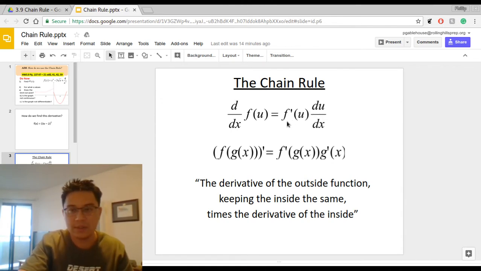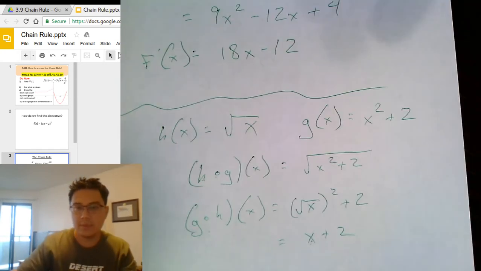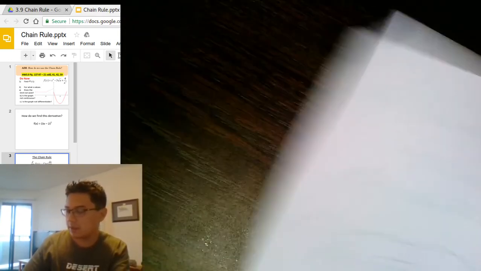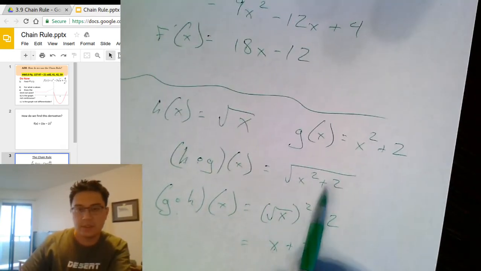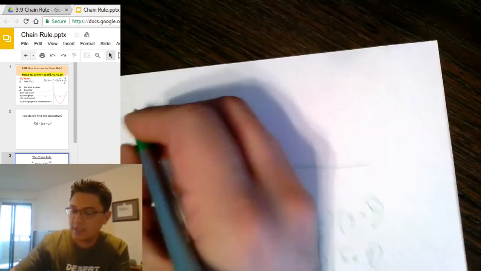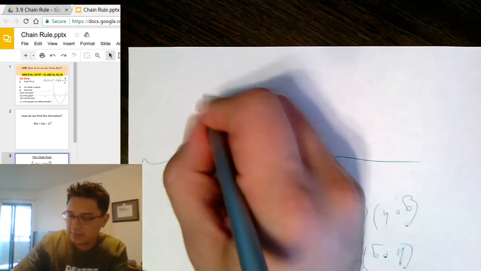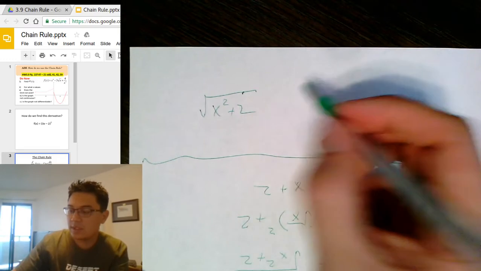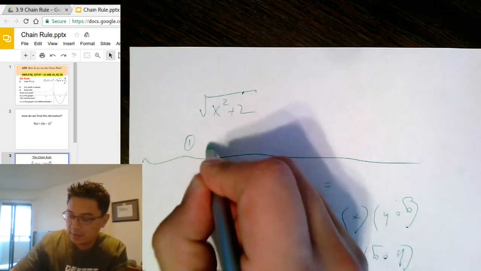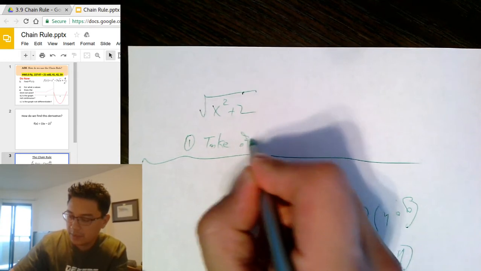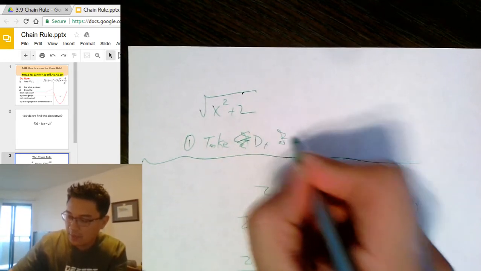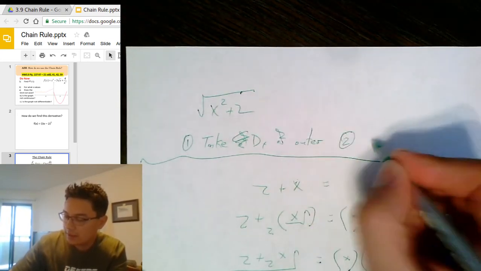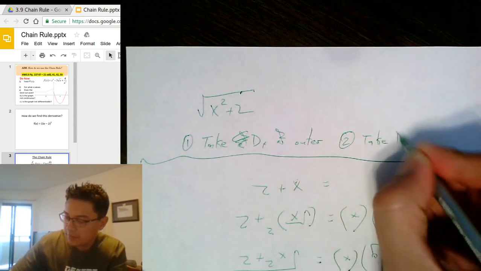Another way of thinking of this, if I use this example that I did here, so I have the square root of x squared plus 2. What this is really saying is that, think of this like an onion. If I have the square root of x squared plus 2, what I'm going to do is take the derivative of the outer function, and then take the derivative of the inner function.